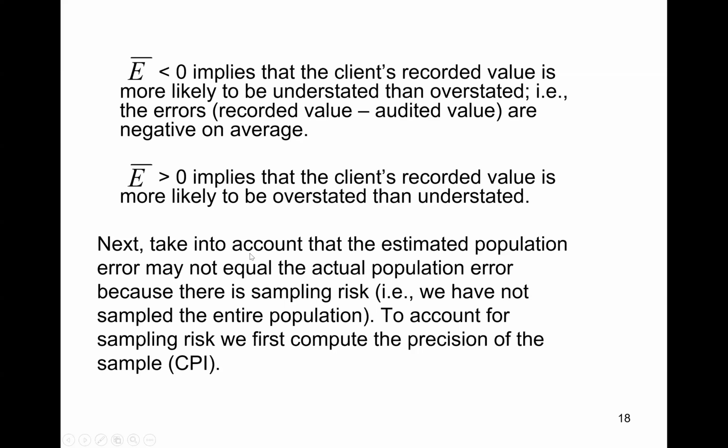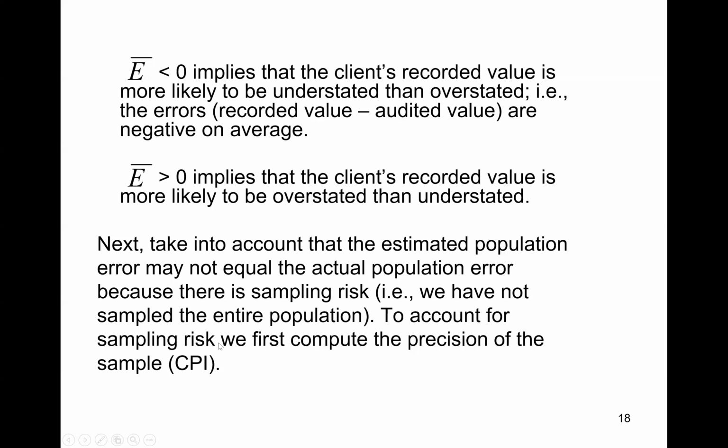After doing that, what you need to do is to take account of sampling risk. The reason you do that is that you incur sampling risk. Remember, there are two types of sampling risk you're incurring, a type 1 and a type 2 risk. The risk is that you make the wrong conclusion. In other words, the estimated error for the population may not equal the actual population error, because it could be you're rejecting a true hypothesis, or it could be that you're accepting a false hypothesis. So you're incurring this sampling risk because you haven't sampled the entire population.